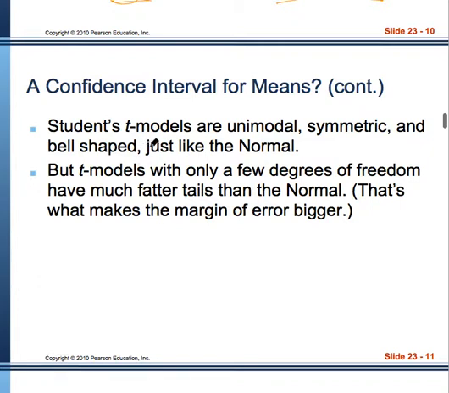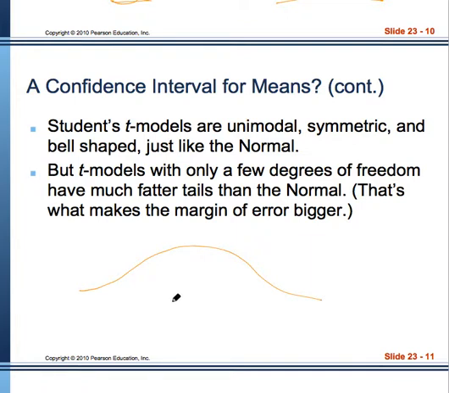Remember, the Student's t models are not you students, that's what this Gossett plan looks like. They are going to be unimodal, symmetric, and bell-shaped, so they are going to be that normal curve we've been used to, but with few degrees of freedom, which means you have a very small sample size, you have fatter tails. You have fatter tails than normal. So that's what makes the margin of error bigger.